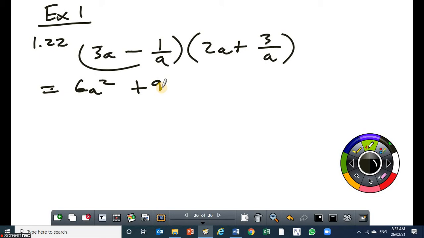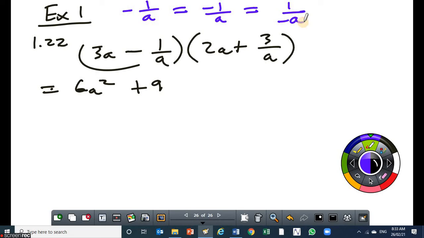Yes, sir. Then here, it's minus 1 over A. I hope that you are aware that for any fraction like that one, it can be written as minus 1 over A. It can also be written as minus 1 over A, or as 1 over minus A. Those are three ways of writing the fraction.